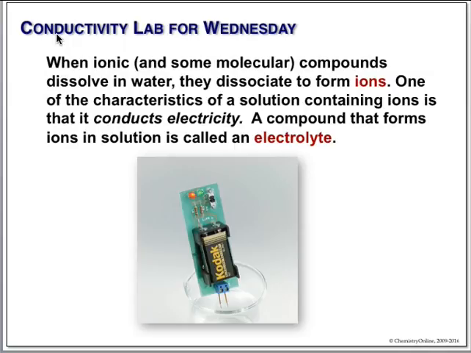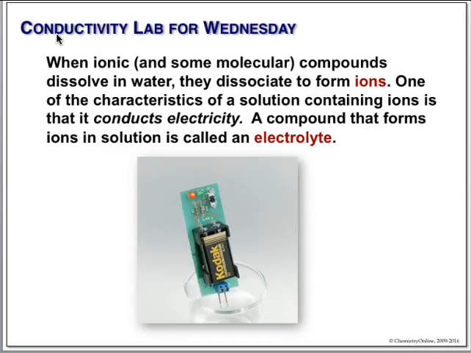When an ionic compound and some molecular compounds dissolve in water, they dissociate to form ions. So these ions are solvated in the water. And one of the consequences of that is that once you form ions in solution, that solution conducts electricity. Now, depending upon how highly ionized something is, it will conduct more or less.